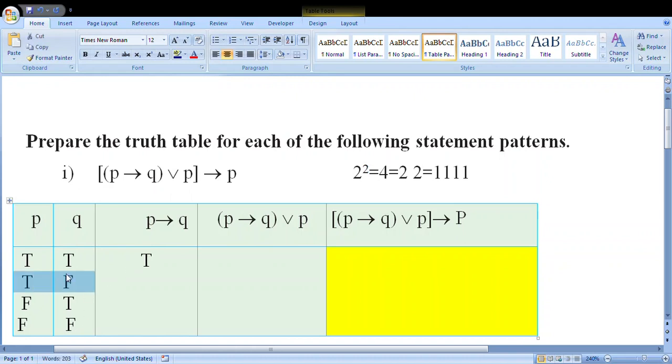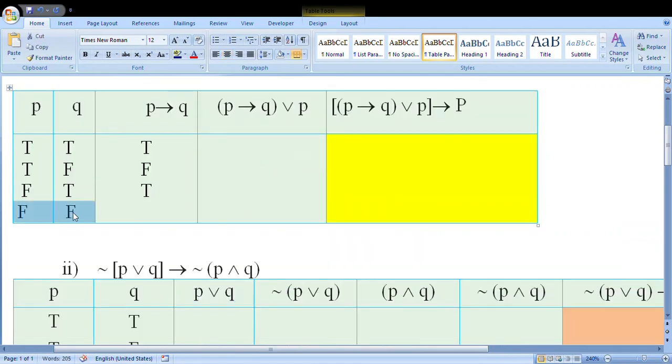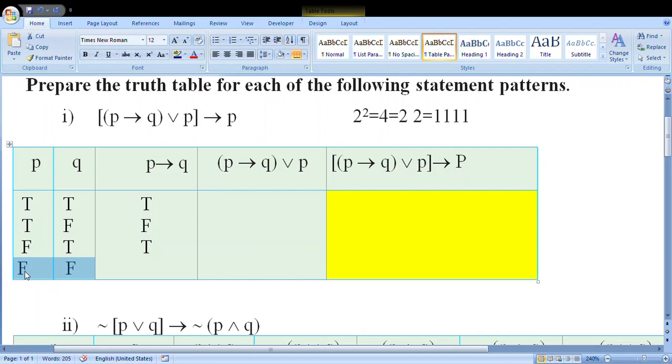Here first is T, next is F, the rule is satisfied, so the answer is F. Here first should be T, but it is not T, so the rule is not satisfied, the answer is T. First should be T, next should be F, but this is not T, so the answer should be T. Only here the rule is satisfied. First one is T, next one is F, the rule is satisfied, so the answer is F.